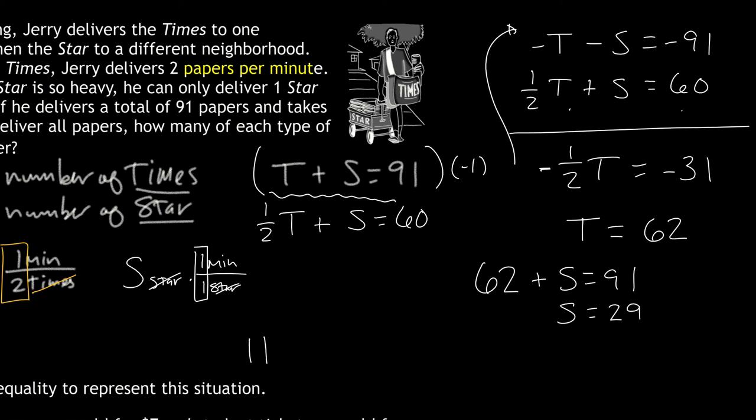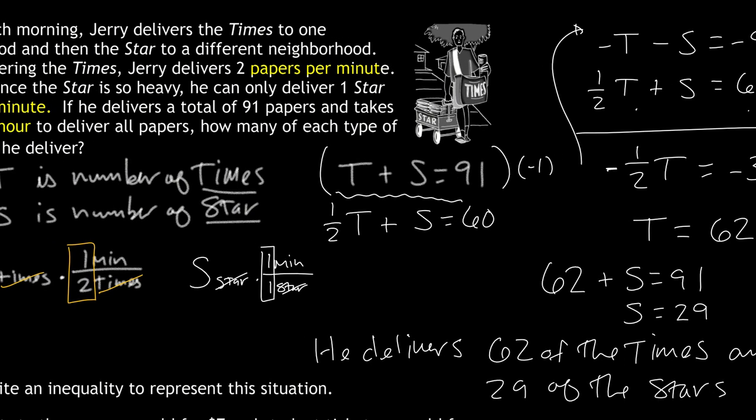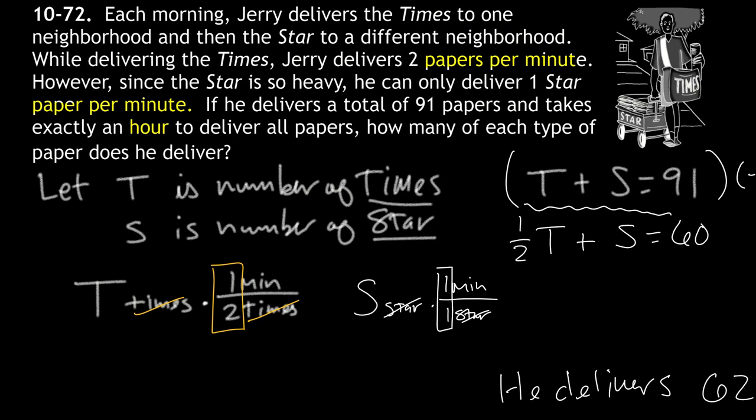So I think my solution is that he delivers 62 of the Times and 29 of the Stars. If I take that 62 and 29 and think about it in terms of the original problem, I better get a 91. 62 plus 29 is 91.